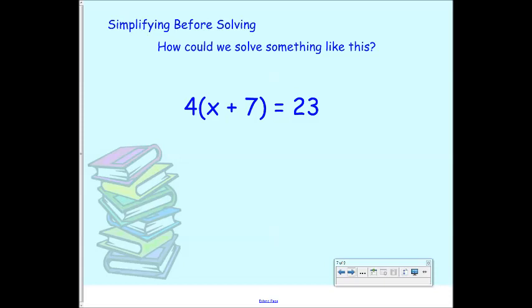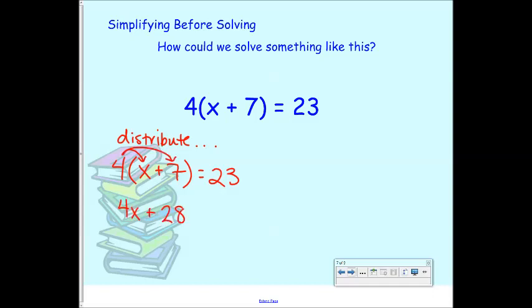Okay, so 4x plus 7 equals 23. So if I'm distributing, what am I distributing here? The 4. Elijah, walk me through it. What do I get? Okay. Good. So I've got 4x plus 28. And then that equals what? 23.